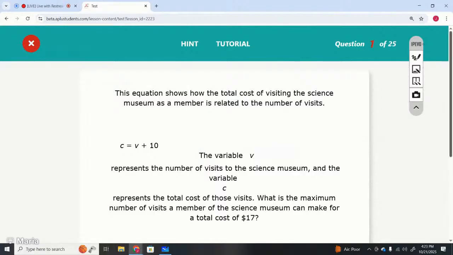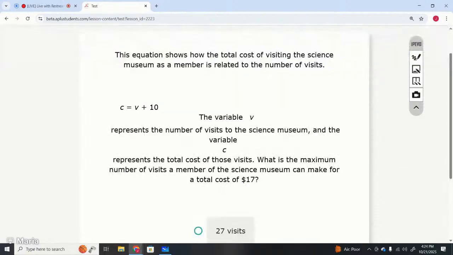This equation shows the total cost of visiting the science museum as a member is related to the number of visits. C equals V plus 10. The variable V represents the number of visits to the science museum and the variable C represents the total cost of those visits. What is the maximum number of visits a member of the science museum can make for a total cost of 17?